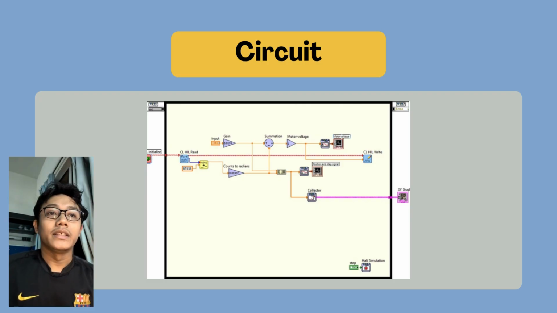Next, here's the circuit diagram. It starts with an input signal processed through components like the signal conditioner and motor voltage. The circuit includes a comparator and filter with feedback loops to ensure accuracy. Key elements like the CL read and CL write blocks handle the data flow, while the output connects to a DC motor for execution. This setup ensures smooth signal processing and motor control.